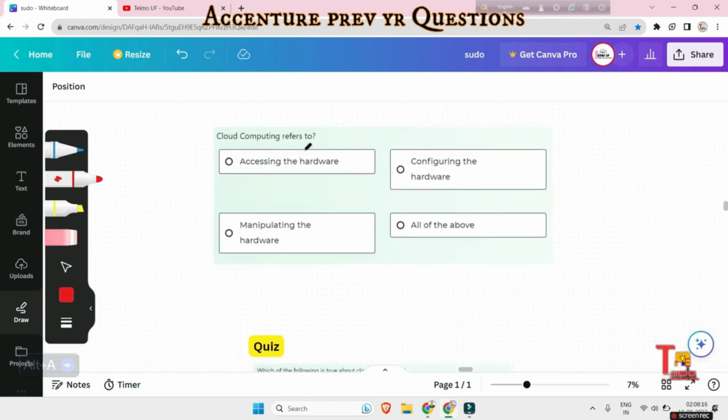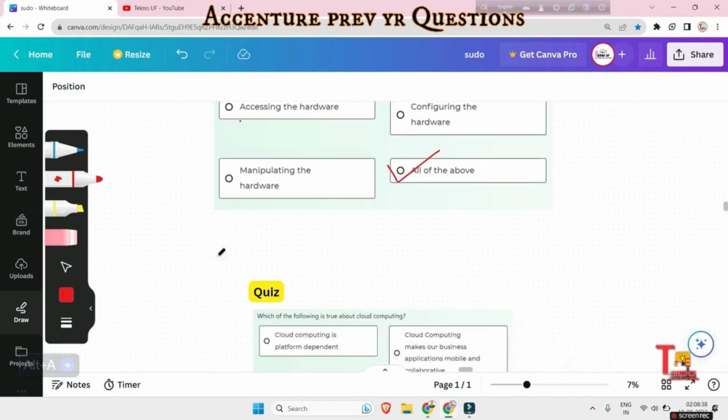Okay, let's go to the next question. That is, cloud computing refers to which? Accessing the hardware, manipulating the hardware, or configuring the hardware, or all of the above. Which will be the answer? The answer will be all of the above, right? Because it actually involves accessing, manipulating, and configuring the hardware, right? So the answer will be all of the above.